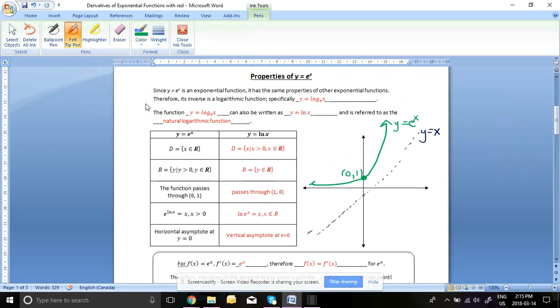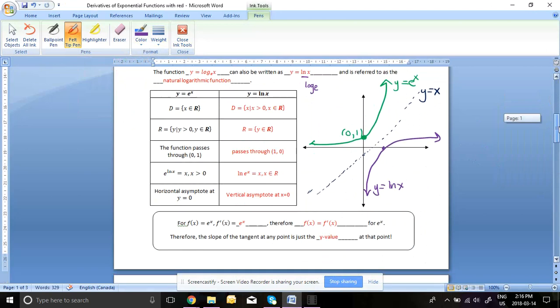Okay, so now we should talk about the function log base e of x, which is the inverse of e to the x. It can be written as ln x. So when you see ln, that actually is just a log with a base of e. It's called the natural logarithmic function, okay, because e is called the natural number. So it goes through 1, 0, and remember it's the inverse of the green function, so it should look reflected on the y equals x line. So it has a domain that's greater than 0 and a range of any real number, right? Because they're inverses, domain and range switch. It passes through 1, 0. Ln of e to the x is equal to x, and it has a vertical asymptote at x equals 0.